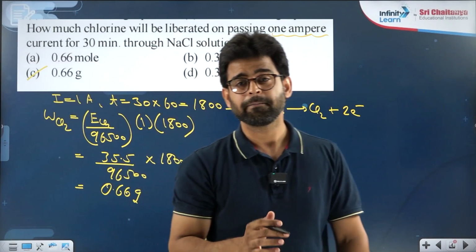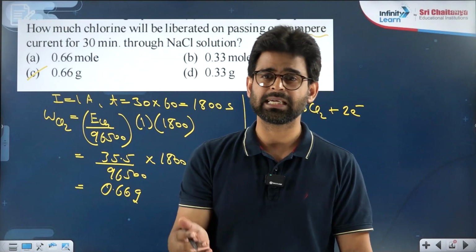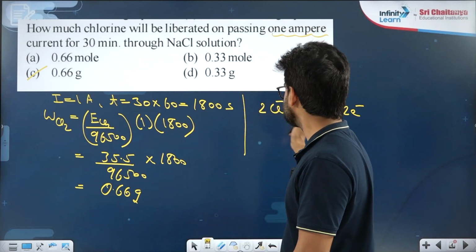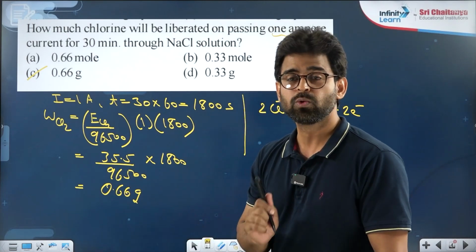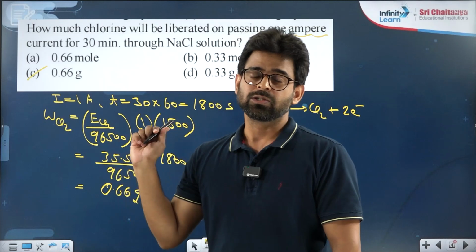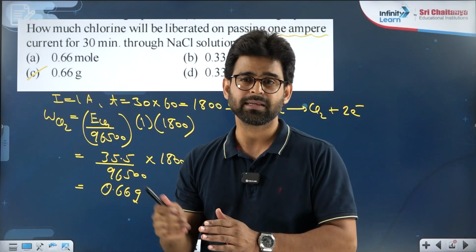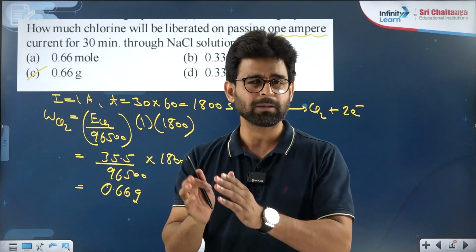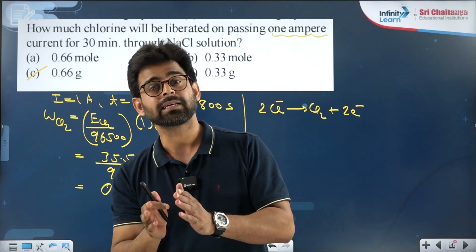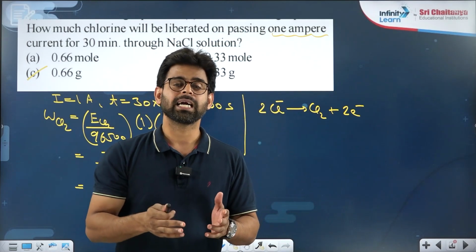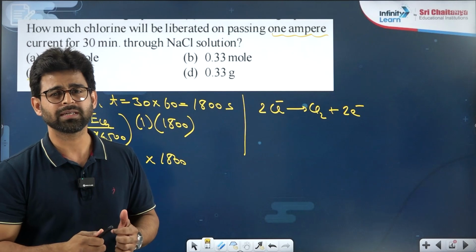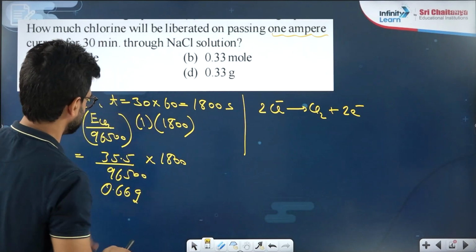Now just calculations, and if you solve, you will get 0.66 gram of Cl2 gas evolved at the anode, right? If it is getting oxidized, like Cl minus becoming Cl2 and losing electrons, Cl2 will deposit at the anode. In the previous question, copper plus 2 was going to the cathode because it was accepting electrons and undergoing reduction, fine?